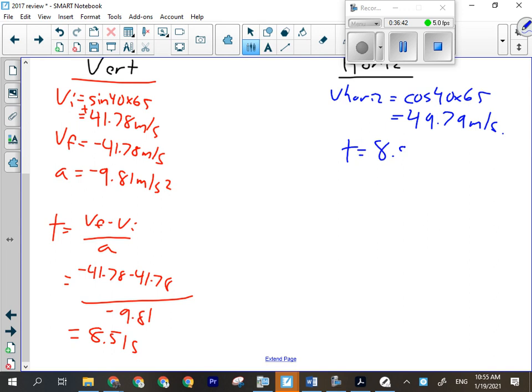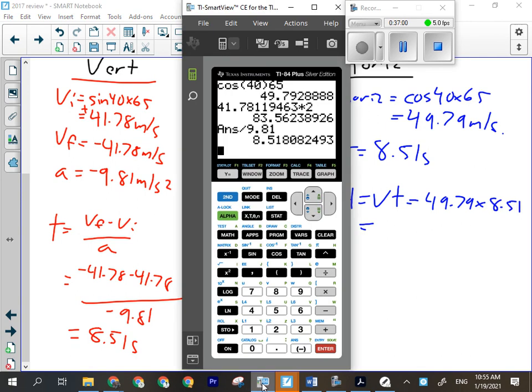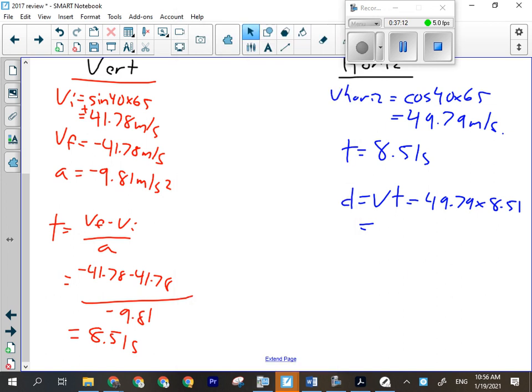So I'm going to bring that over here. Time equals 8.51 seconds. D equals V times T. Now I have both of those, so I can calculate the horizontal distance. So that'll be 49.79 with all the decimals, multiplied by the time, 8.51 with all the decimals, for the purposes of significant figures. That was my horizontal speed. Okay, it's going to travel 4.2 times 10 to the 2 meters.